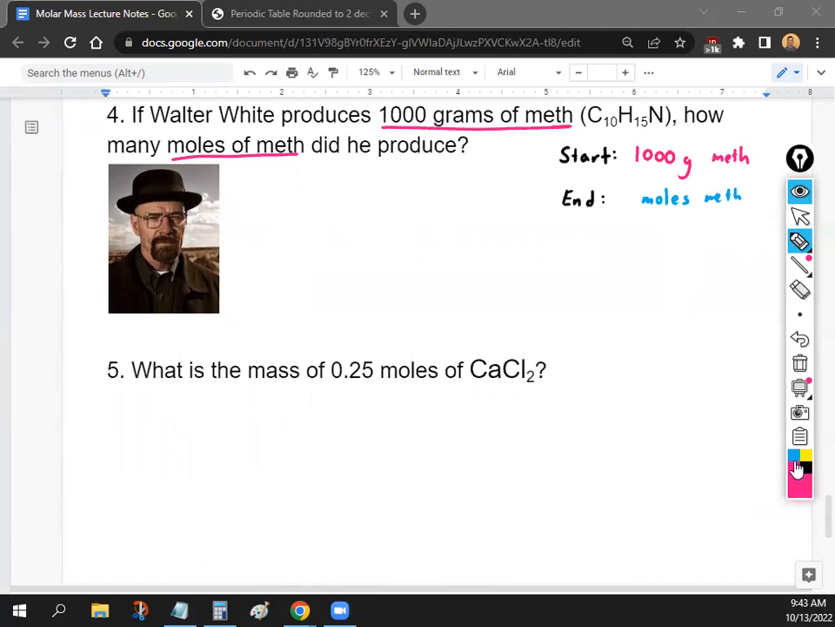All right, now this is where I get very picky about how you guys do these problems. And it might seem kind of redundant for right now, but later on, in 2 lessons from now, it's going to be a lot more helpful if you do it the way I teach you. So I'm going to require that you solve these problems the way I teach you, okay? So what we're going to do is write down our starting number. So you're going to write down 1,000 grams, and then it's going to be meth. So we'll just write C10H15. Okay, that's our starting number.